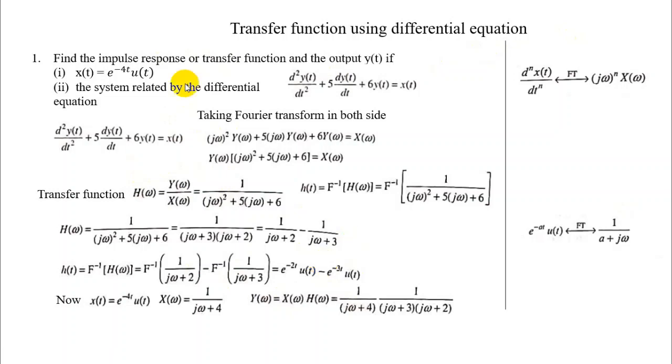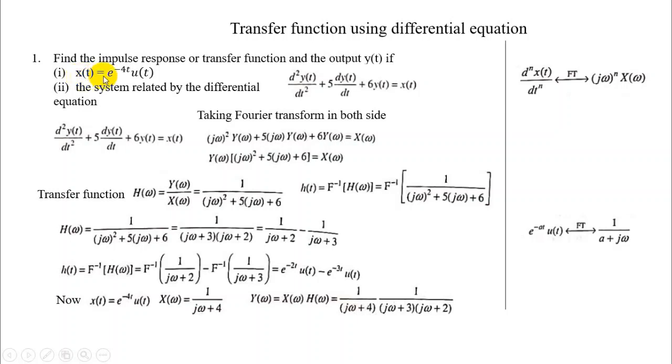And for the second part, when you are asked to determine y(t) when the value of the input is given, you need to put the value of x(t). You have already determined the value of Y(omega) from here, so you need to put in X(omega). Where will you get X(omega)? X(omega) is nothing but the Fourier transform of x(t), and x(t) is the input of the system.